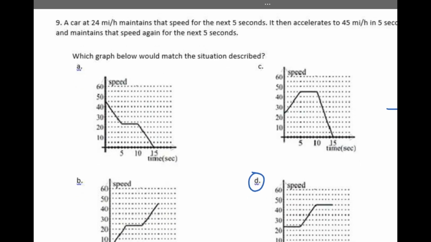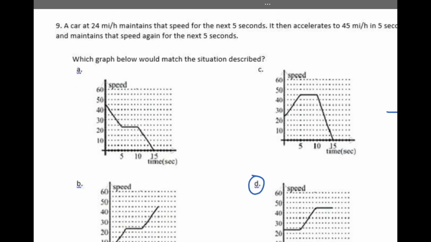Okay, and if we look at this graph, it looks like it starts at 24, it goes steady for 5 seconds, then it goes all the way up to 45, and then stays steady for 15 seconds at 45.